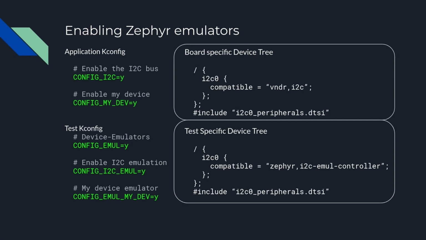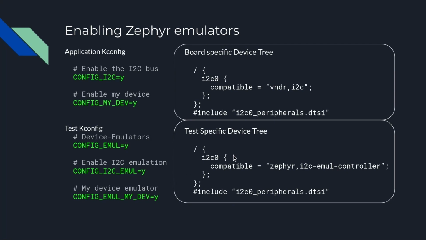Normally, the application will enable the bus and the device driver. Similarly, the board's device tree will configure the bus, right here, and add the peripherals. In this example, it's done with an include statement, but it doesn't have to be. When running tests for the same board, the kconfig overlay simply needs to add the emulation framework, then add both the bus and the peripheral emulation.